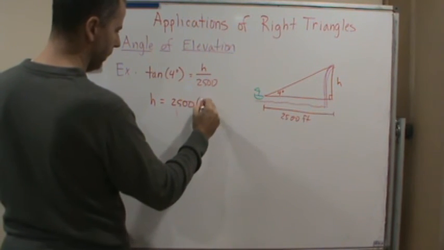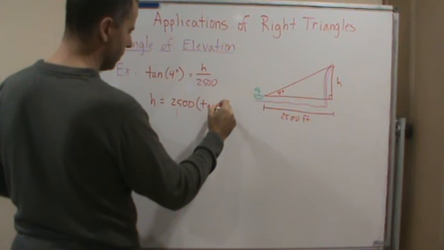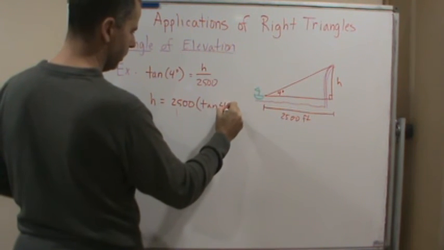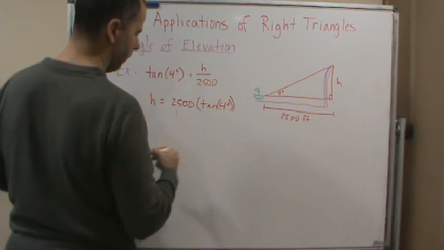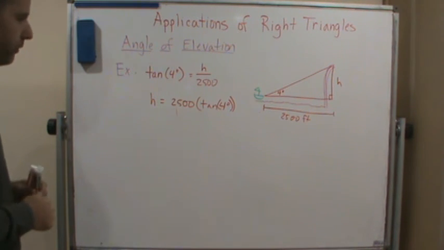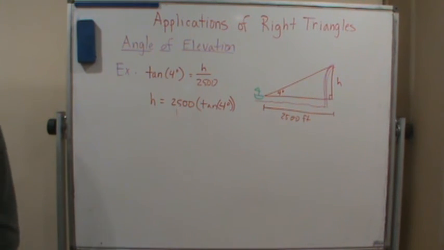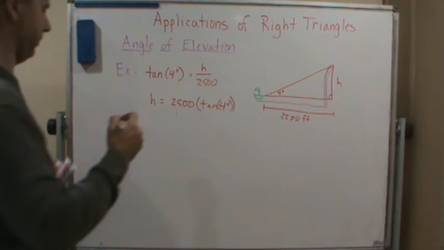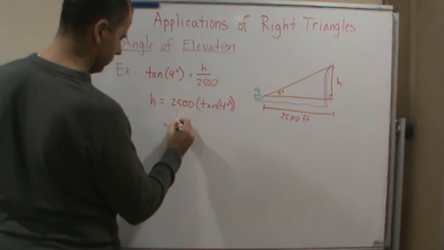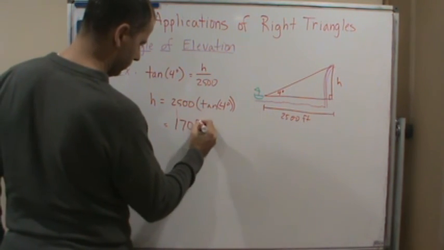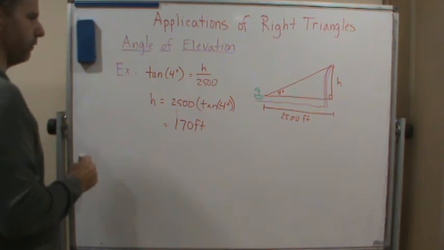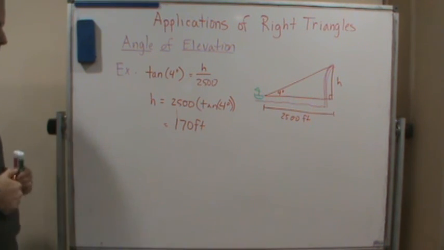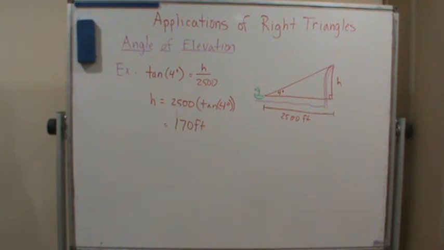H is going to equal 2,500 times the tangent of 4 degrees. And now all we have to do is stick that in our calculator, right? If we stick that in our calculator, we end up getting 170 feet. And so the height of the waterfall is 170 feet high.